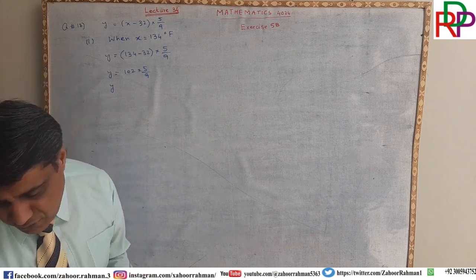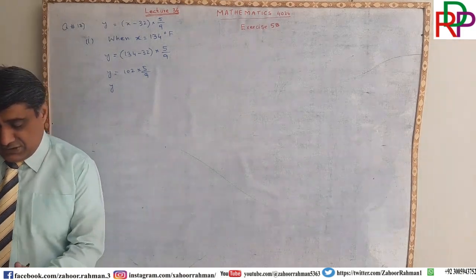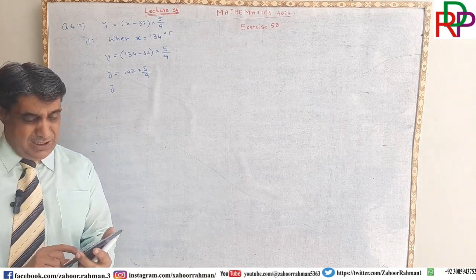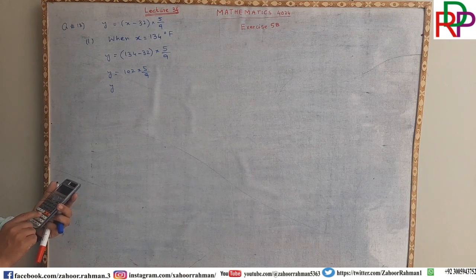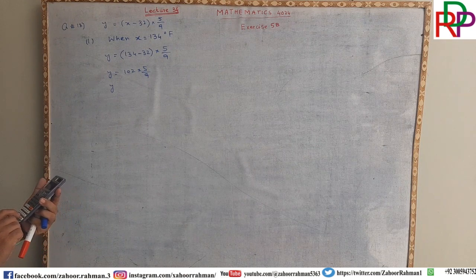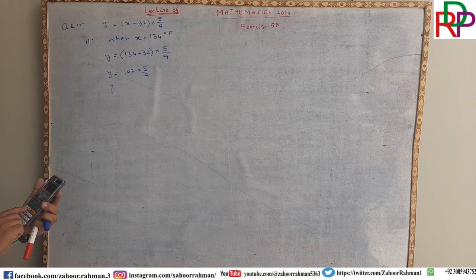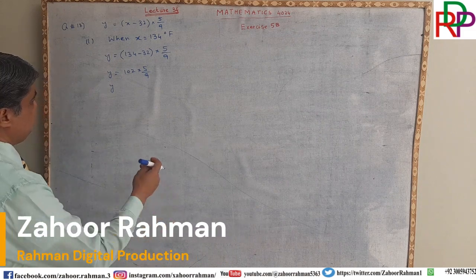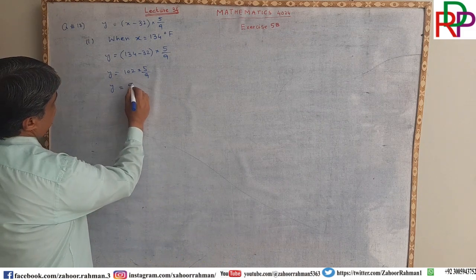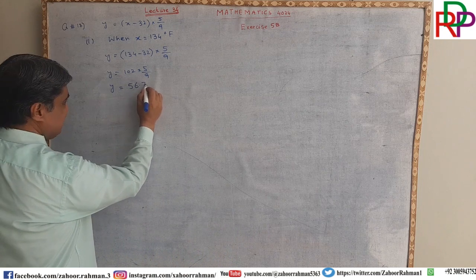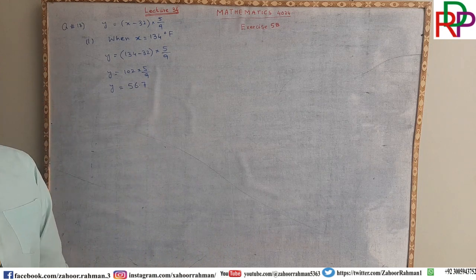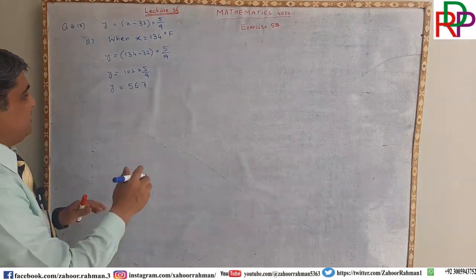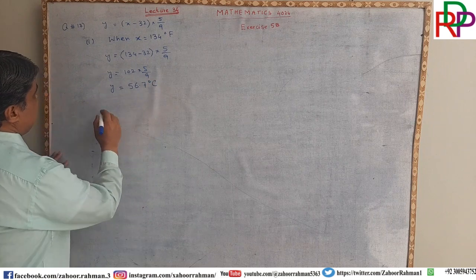So we have to use the calculator. First, 102 multiplied by 5 is equal to 510, divided by 9. So 56 point something is the correct answer, 56.66, but we are considering it to be 56.7 degrees Celsius. Okay, that was the first part.